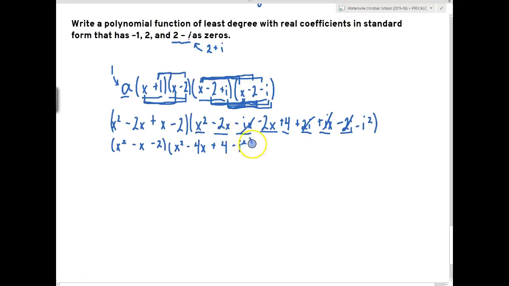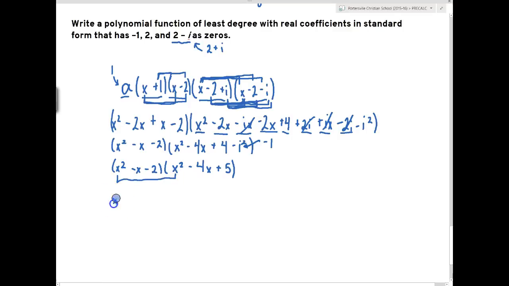Now, if you remember, i squared is simply negative 1. So really, we're going to put negative 1 in for i squared. 4 minus negative 1 is going to give me a 5. So I've got x squared minus x minus 2 times x squared minus 4x plus 5. Once again, I have to multiply two trinomials together to end up with my final polynomial.